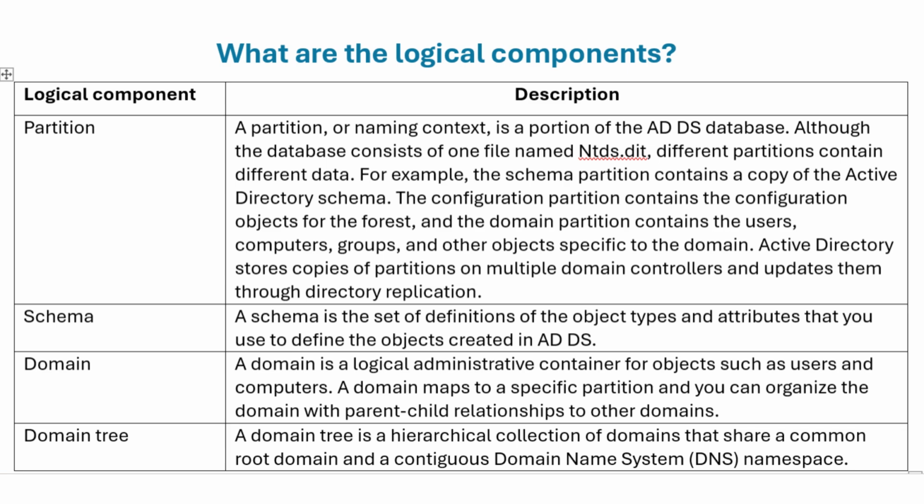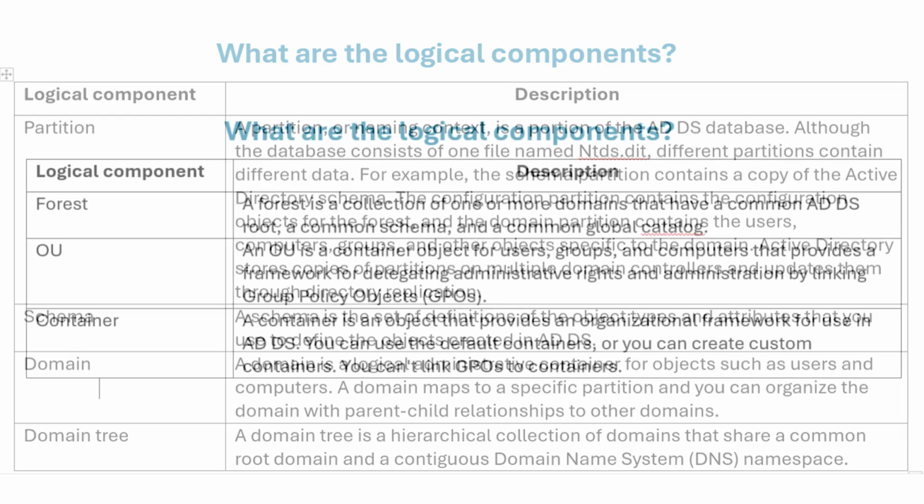Schema. A schema is the set of definitions of the object types and attributes that you use to define the objects created in ADDS. Domain. A domain is a logical administrative container for objects such as users and computers. A domain maps to a specific partition, and you can organize the domain with parent-child relationships to other domains. Domain tree. A domain tree is a hierarchical collection of domains that share a common root domain and a contiguous domain name system, DNS, namespace.